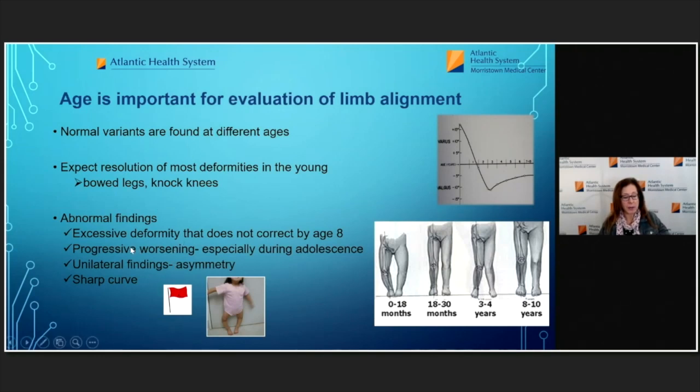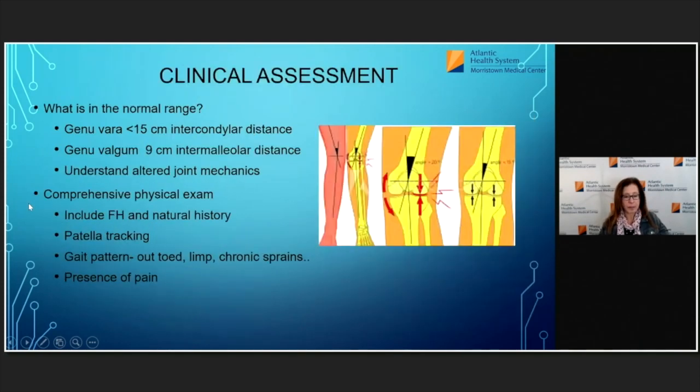Red flags include progressive worsening of the deformity, unilateral findings, and sharp curves. Clinical assessment needs to take into account what the normal range for these deformities are. In genu varum, or bowed legs, we can accept up to about 15 centimeters of space between the knees. In genu valgum, we accept about 9 centimeters between the ankles. And you have to understand that there are altered joint mechanics here.